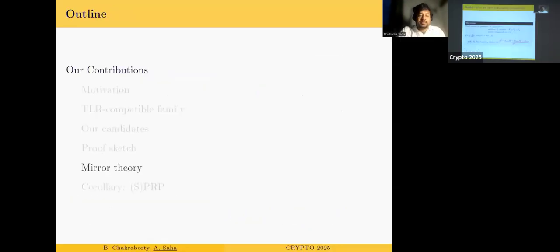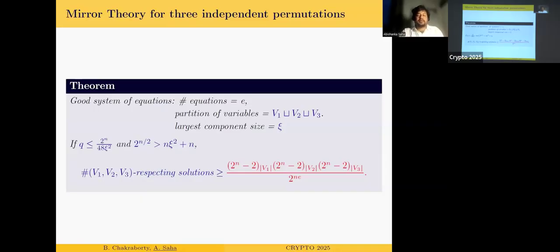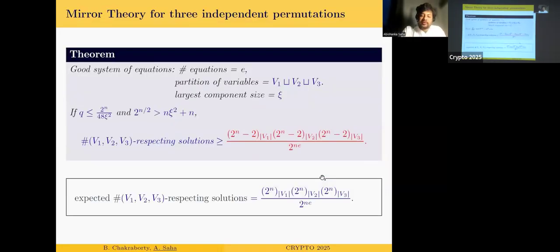And this is where mirror theory comes up. This is the main combinatorial result which we proved in this paper, which says that if you have a system of E equations on Q variables, and the variables are partitioned as V1, V2, V3, and the largest component size is xi, where xi is bounded as follows, and the number of variables is bounded as this, then the number of V1, V2, V3 respecting solutions is lower bounded by this quantity. This quantity is motivated by the expected number of V1, V2, V3 respecting solutions of the system of equations when the constants of the equations are chosen uniformly randomly.